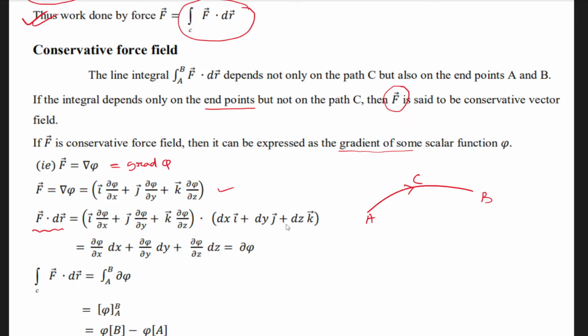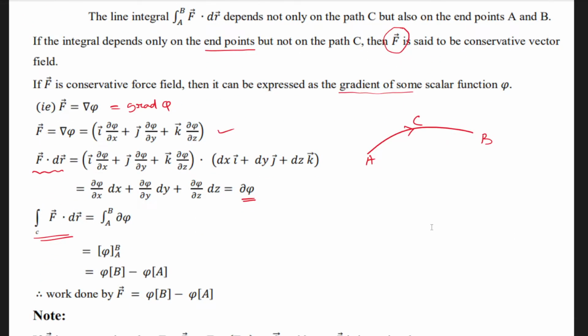So when you find the dot product, we'll get del phi by del x dx plus del phi by del y dy plus del phi by del z dz. So you can write it as d phi. Now let us integrate integration over C f bar dot dr bar. When you integrate, what we'll get? Integration d phi is phi between the limits A to B. So what is work done by f bar?